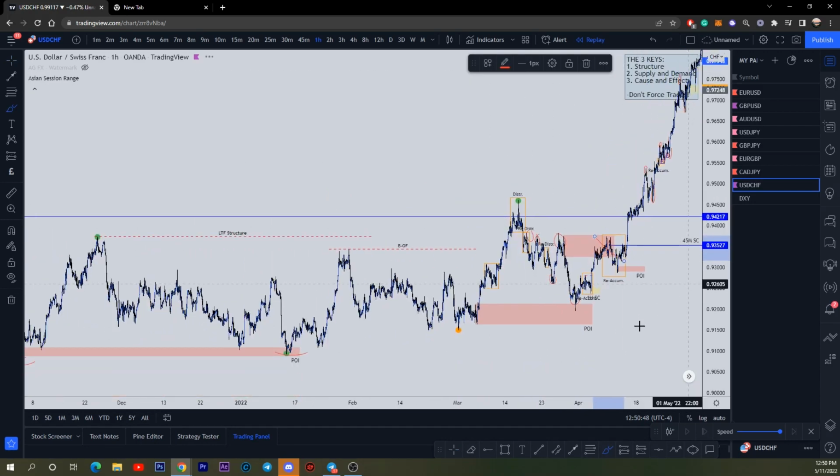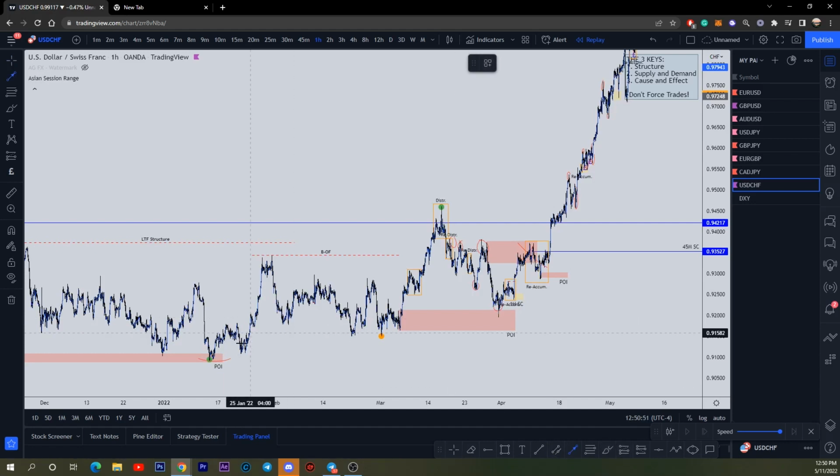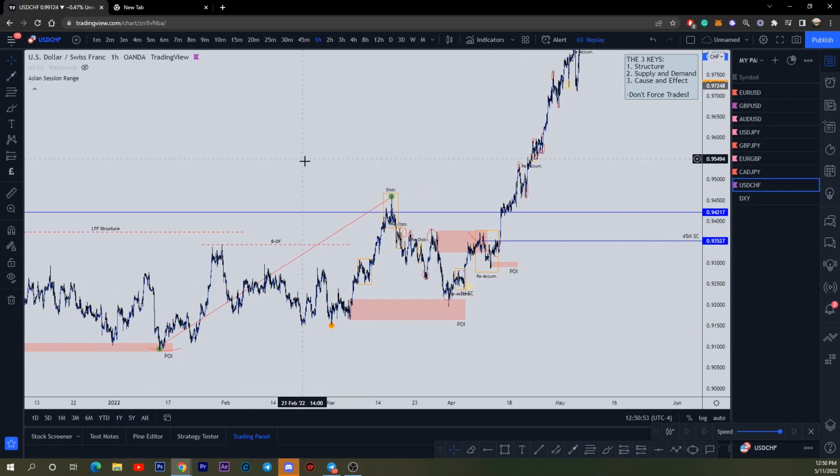Why? Because we are bullish. Our structure, our strong structure, our higher time frame is bullish. All right, do not trade against the strong structure. All right, do not trade against the higher time frame. All right, so that was the key of this video.